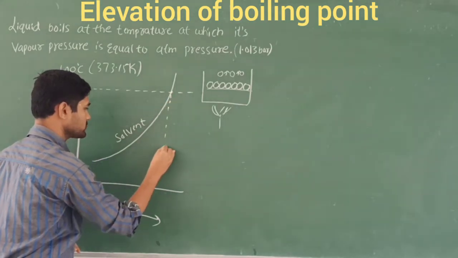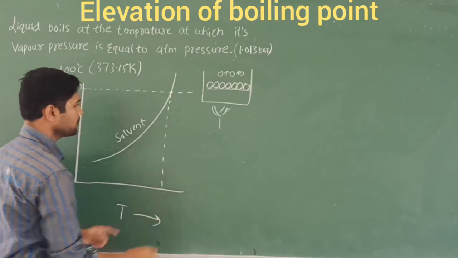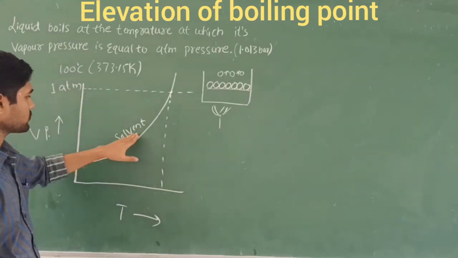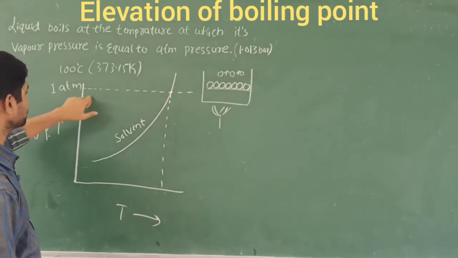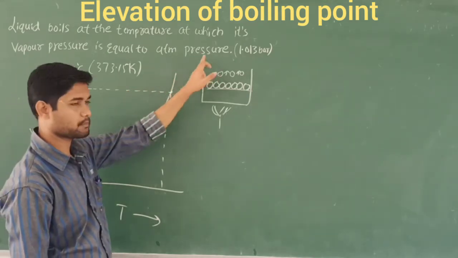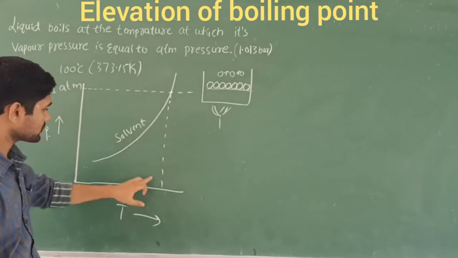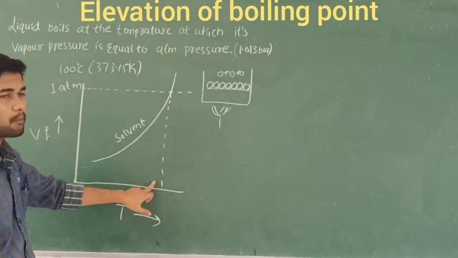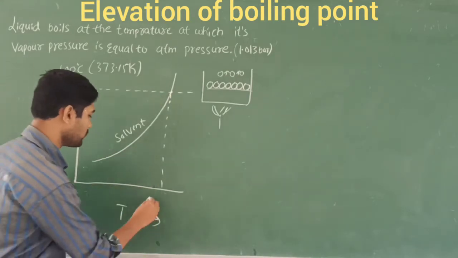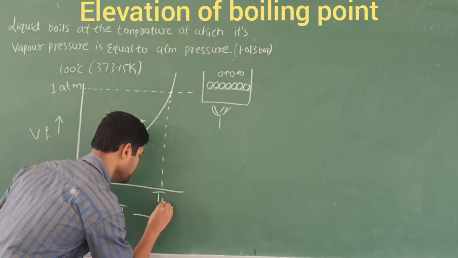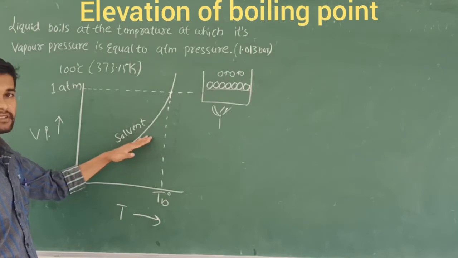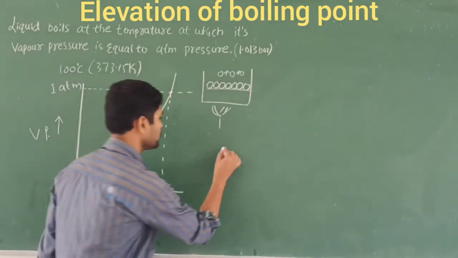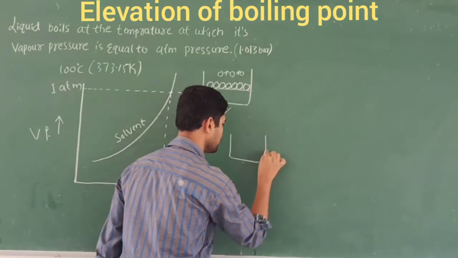According to the definition, that is the vapor pressure of the solvent. So when it cuts this line, which indicates 1 atmospheric pressure, at this temperature we call it the boiling point. It is denoted as TB naught, because this is the vapor pressure of the solvent. Right. Next I am going to take one more compound in that solvent.